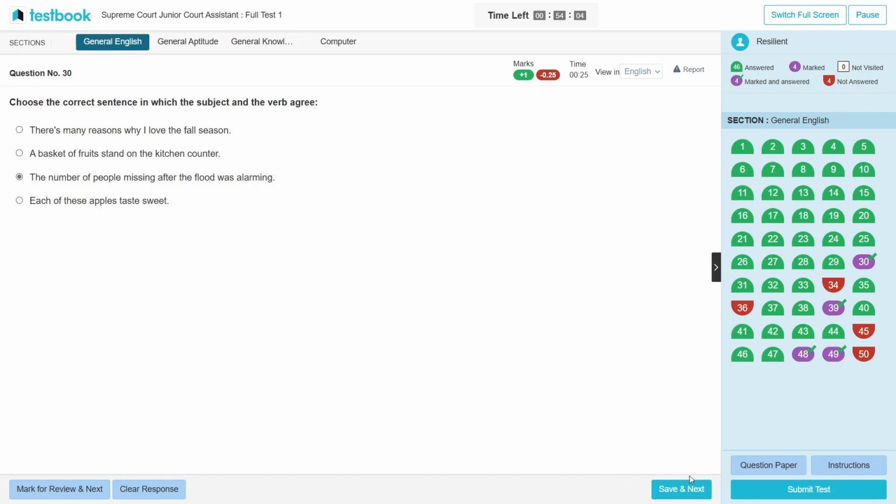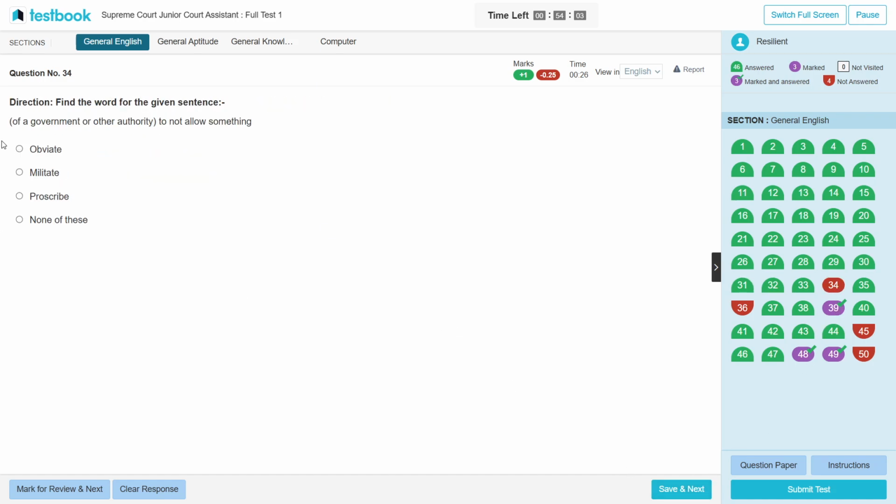The number of pieces was alarming. To not allow something: proscribe. Militate, opiate. Horse trading is no longer an exception, it has become routine. To buy something, to sell something in the market, hard and shrewd. Horse trading, to barter, hard and shrewd.